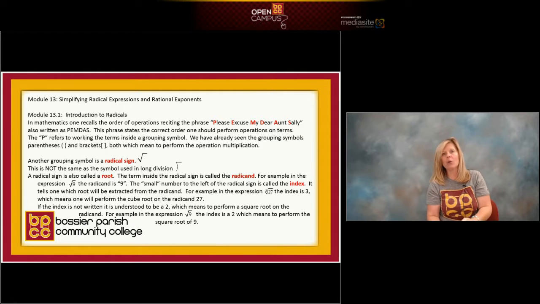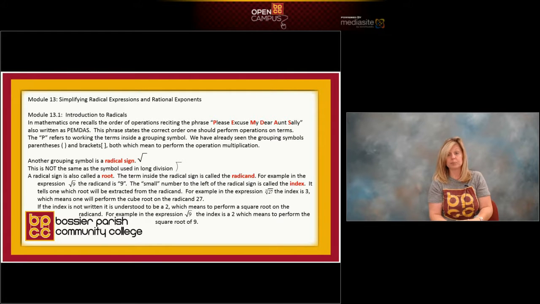Also with a radical sign, there is a small itty-bitty number called an index. Sometimes you see it written, sometimes you don't. In the expression the square root of 9, there is no index written. If it was written, it would be to the front of the square root symbol, a little number in the little check mark. A square root does not write its index. Anytime you see a square root symbol, the index is understood to be the number 2, which means square root.